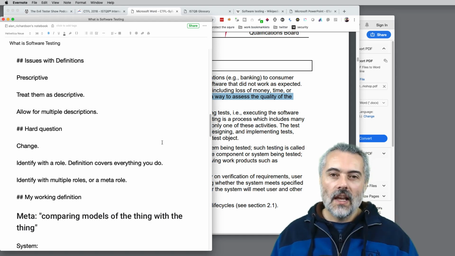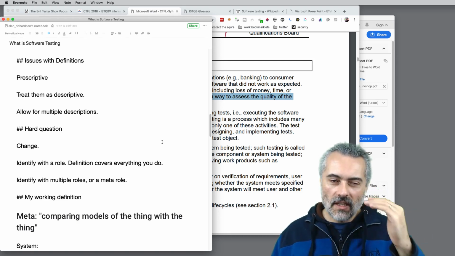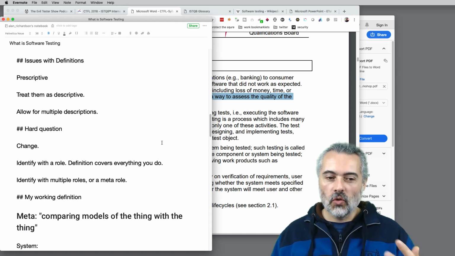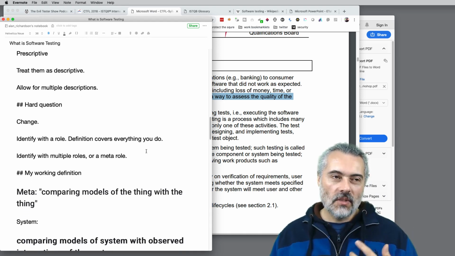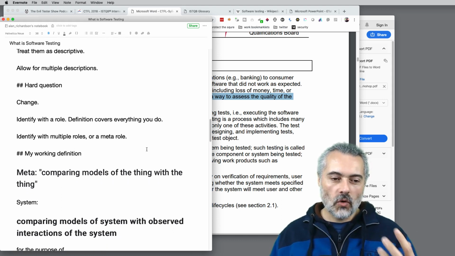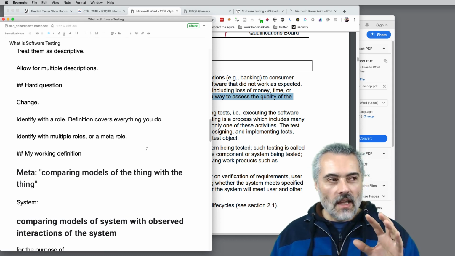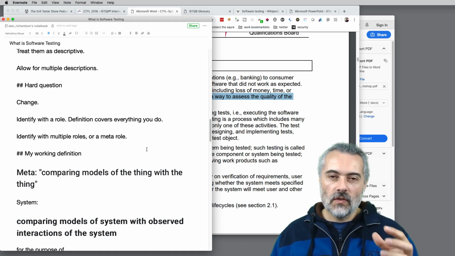So models are key. And I'm also aware that I'm comparing things when I'm looking at a system, when I'm evaluating it, when I'm investigating it, in order for me to identify whether there's a problem or whether it's working as I expect. I have to have a model in my head, and I'm comparing it with what I'm observing. So at a high meta level, I compare models of things with things. Then, to become more specific, when I'm looking at software, I'm comparing models of a system with the observed interactions of the system. Again, I'm choosing words that are useful for me to remind me of things.